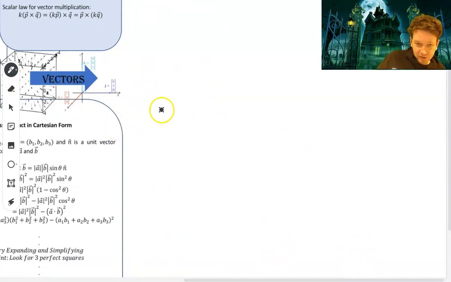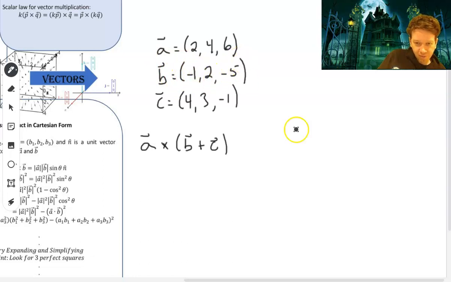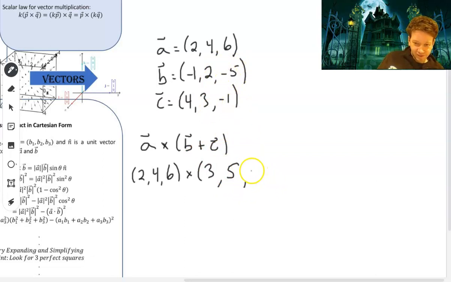So we have our vector C, which is 4, 3, and -1. And we are first going to figure out what A cross B plus C is. So let me just remind you what A and B are. So A is 2, 4, and 6. And B is -1, 2, and -5. Okay, so A is 2, 4, 6. Cross, and then we need to add these vectors. So B plus C, so -1 plus 4 is 3. 2 plus 3 is 5. And negative 5 plus negative 1 is negative 6.